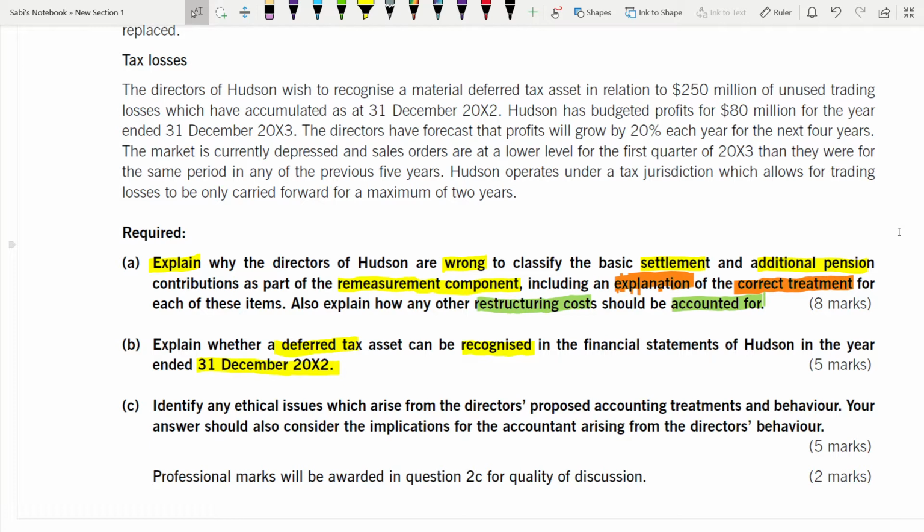But part C, ethical question, variety of answers are available there in part C. That's why it's very important that you write ethical answers. It's not easy to write ethical answers. Trust me on this when I'm saying this. From experience, I'm telling you this.